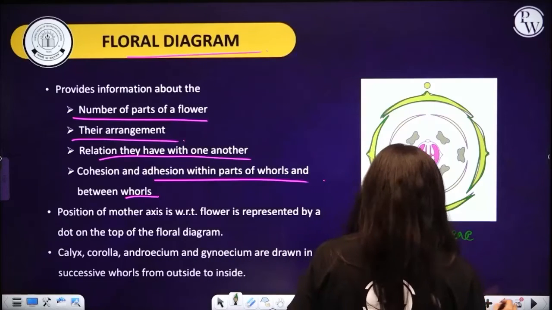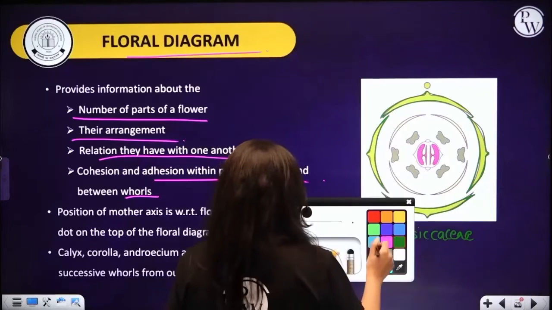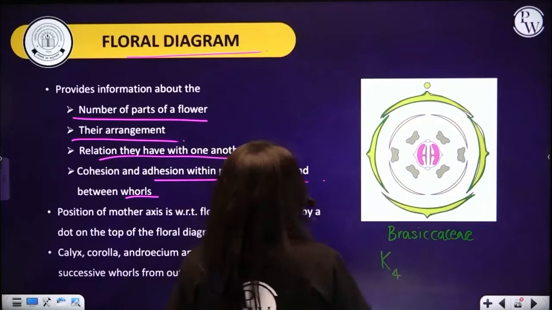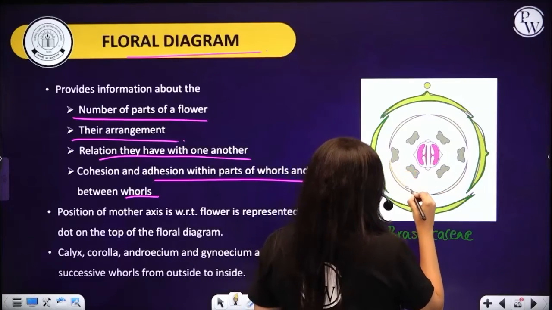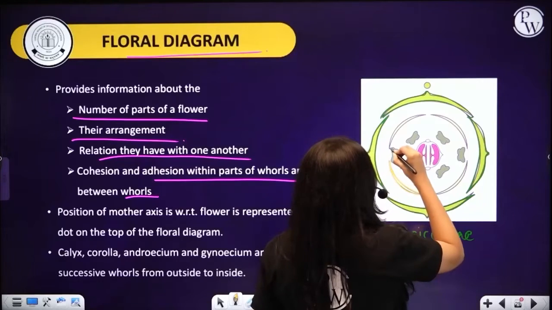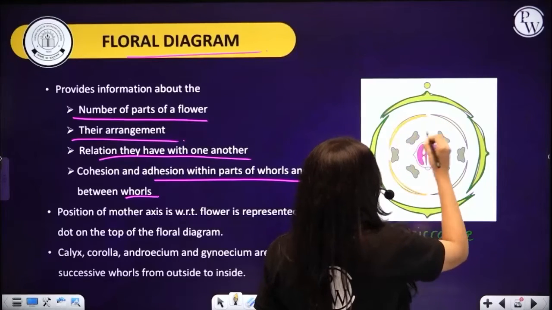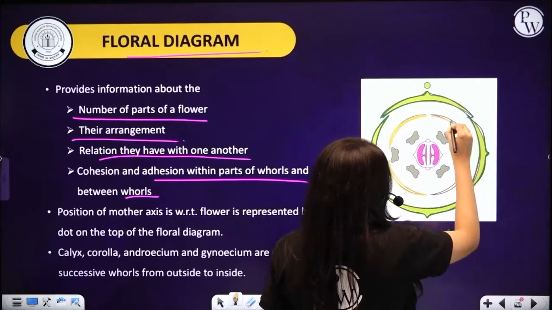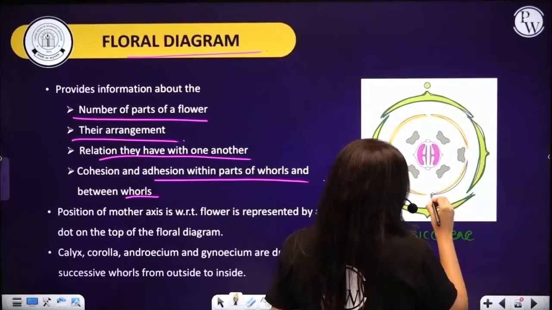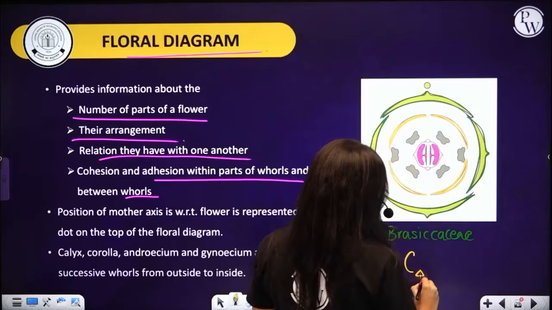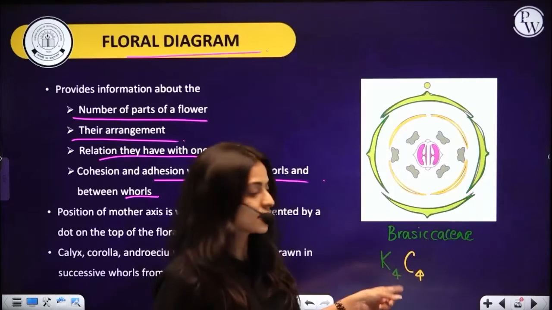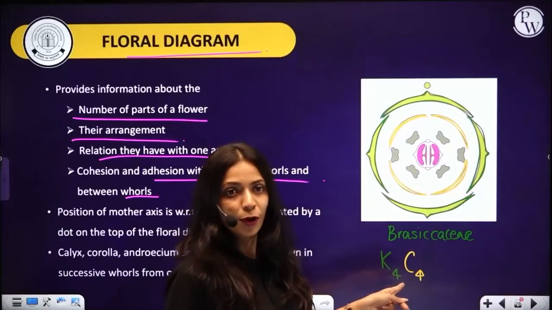Next, let's look at the petals. The petals are in the next whorl. 1, 2, 3, 4. Petals are represented by C. They are 4 in number and they are not fused. So this is how you write it in the floral formula.